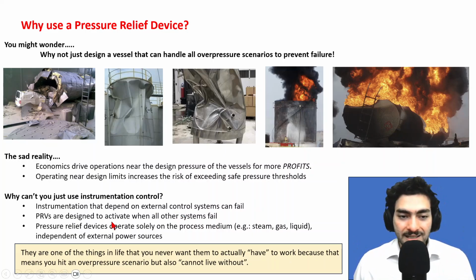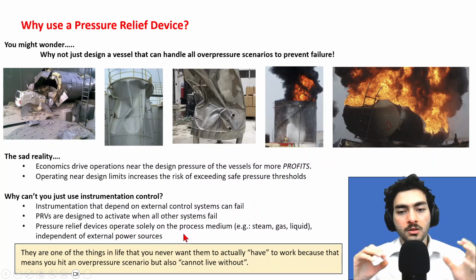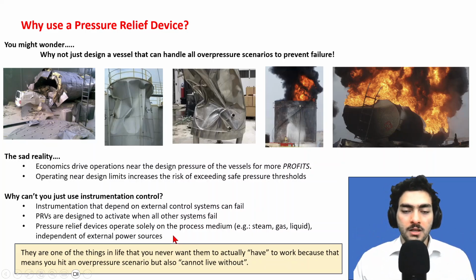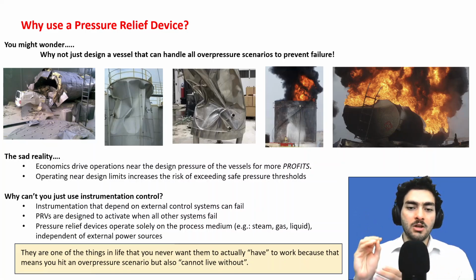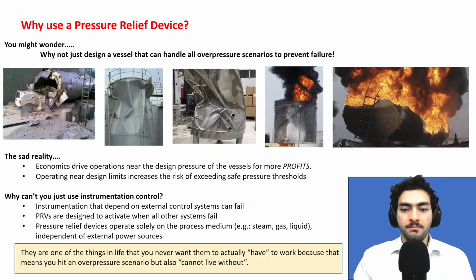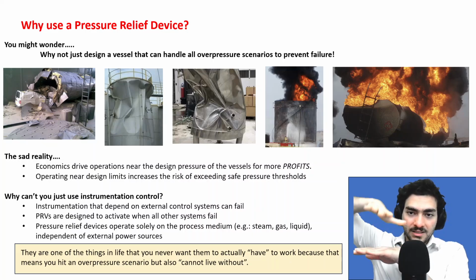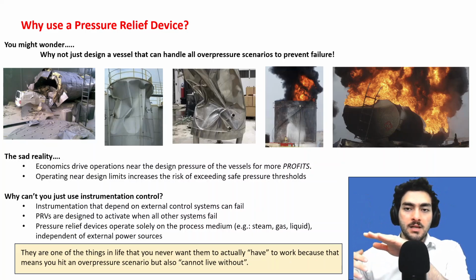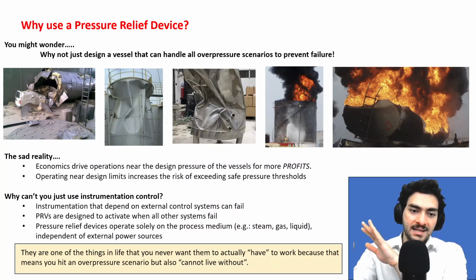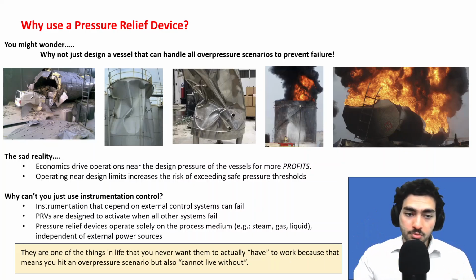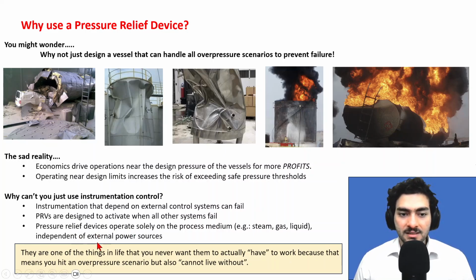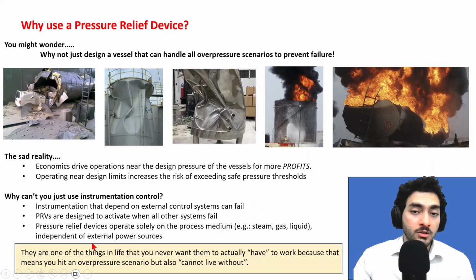On the other hand, pressure relief devices operate solely on the process medium. So they're designed to activate when all of these other systems fail. They only activate based on the process medium itself. So you have steam, gas, or liquid that pushes against, in the case of a pressure relief valve, the disc, which has a spring that's forcing it to close. And once the gas or fluid inside the vessel reaches a particular pressure, it pushes against the disc and it opens and releases the pressure. And so these pressure relief devices operate independently of these external power sources.